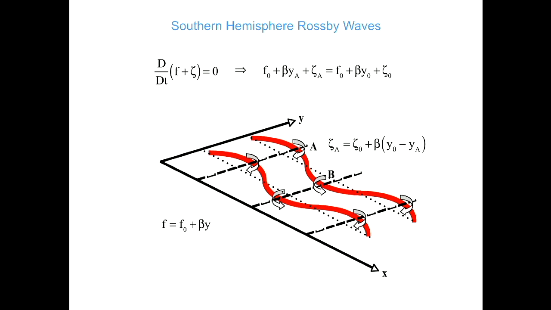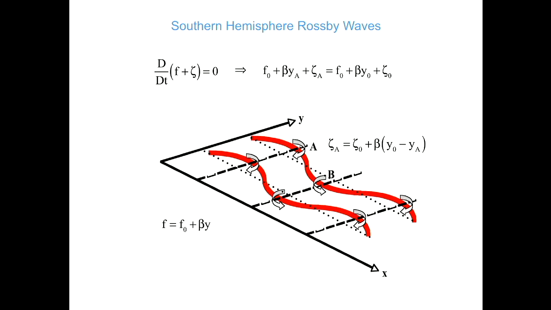Or in other words, let's think about a beta plane. f equals f naught, the Coriolis parameter, plus beta y. Beta is the north-south gradient in the planetary vorticity. So what does this tell us? We start out with a particular value, we end up with the same value. If we rearrange this expression, we get that zeta equals zeta naught plus beta times (y naught minus y).